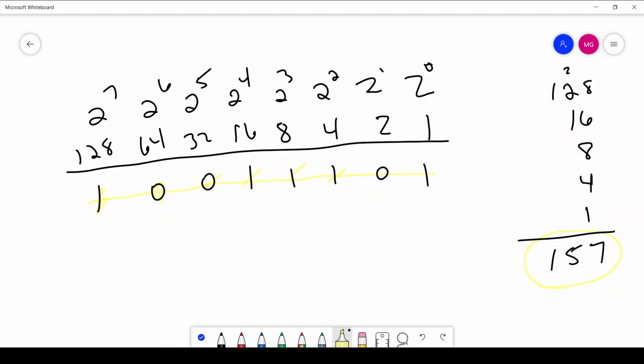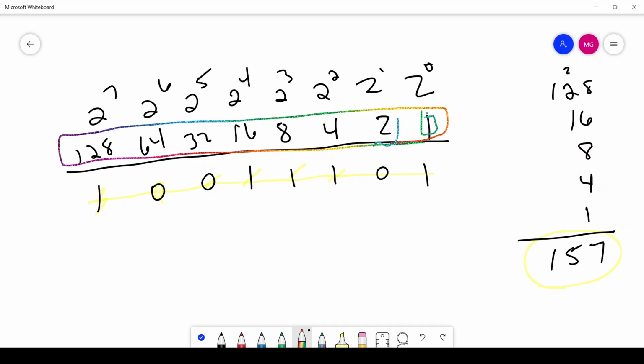Okay. So if you need to do this, you need to be able to make this chart from scratch. Okay, 1, 2, 4, 8, 16, 32, 64, 128. Take the 1, double it to get 2, double it again to get 4. You can make it, then you put your binary digits below it.